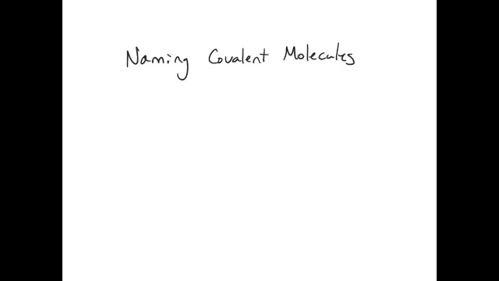Hey everybody, this video lesson is going to cover our last type of naming with covalent molecules. Now what sets naming with covalent molecules apart from ionic compounds is that covalent molecules are always nonmetals bonded to nonmetals. This is different from ionic compounds because ionic compounds are always metals bonded to nonmetals.